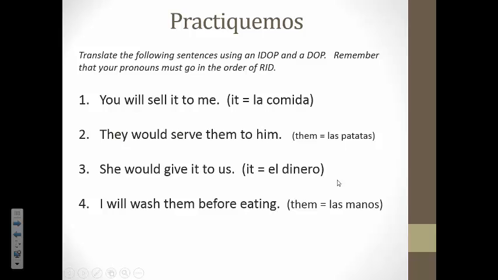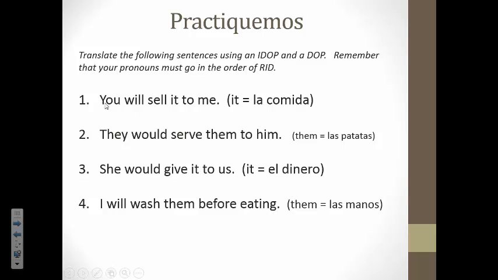Okay, you've got 4 more practice questions here, and then we're all done. The directions say, translate the following sentences using an I.O. and a D.O. Okay, remember that your pronouns must go in the order of RID. I also want to tell you here that number 4 does not have an I.O. in it because the verb is reflexive. Okay, so let's do number 1 together. You will notice here I used the future and conditional tense, just so you can practice with that a little more since we learned it here in chapter 3.